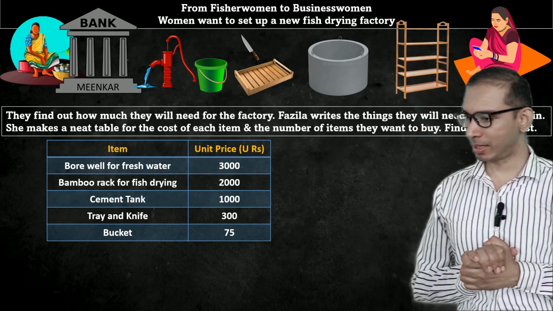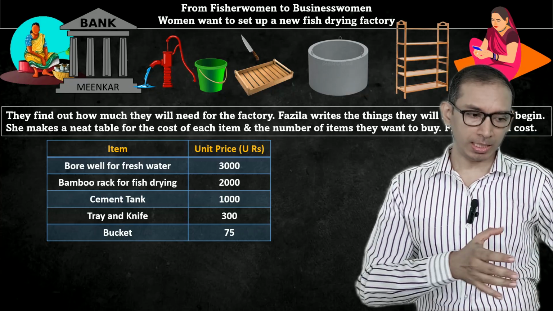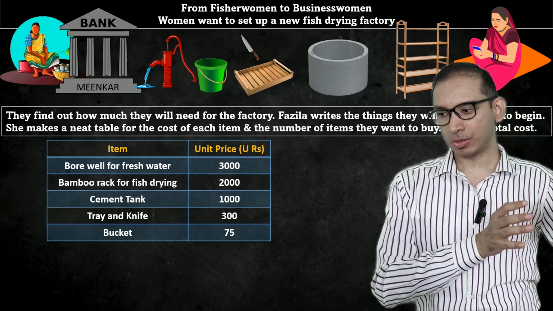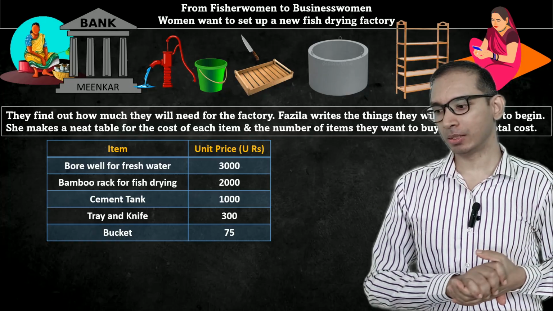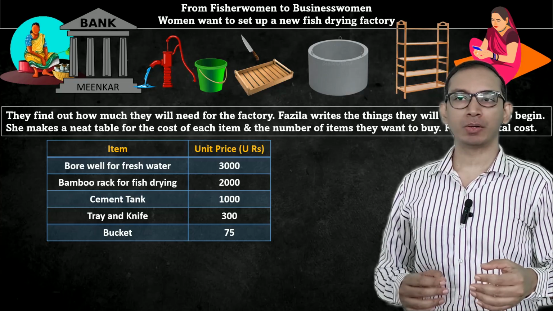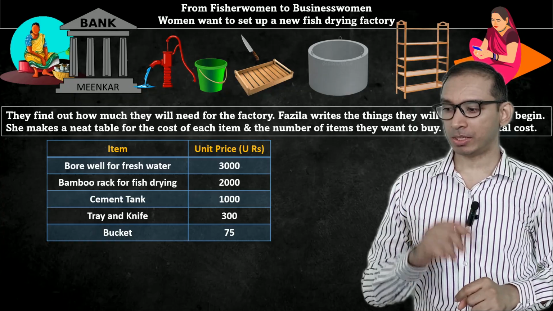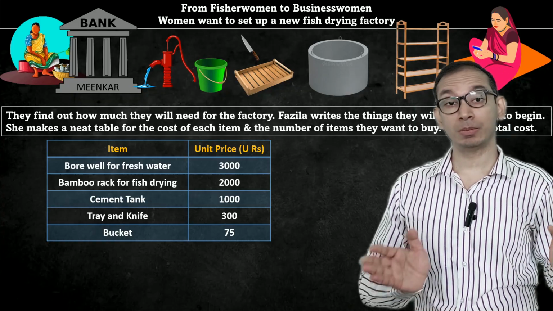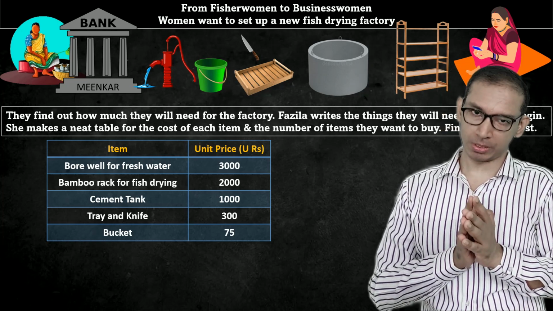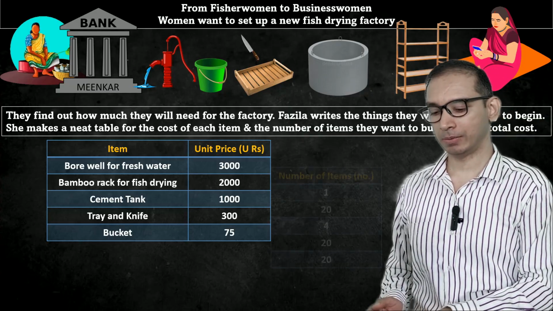So in this case, borewell. They need a borewell for fresh water, because they need water at the site. They can't always go and fetch water from a distance. So the best way is to have a borewell close by. The borewell is going to cost rupees 3,000. The bamboo rack for fish drying is going to cost them rupees 2,000 per rack. The cement tank is going to cost them around 1,000 rupees to set up one cement tank. Tray and knife is going to be around 300 rupees per tray and knife, and the bucket is going to cost them around 75 rupees per bucket.